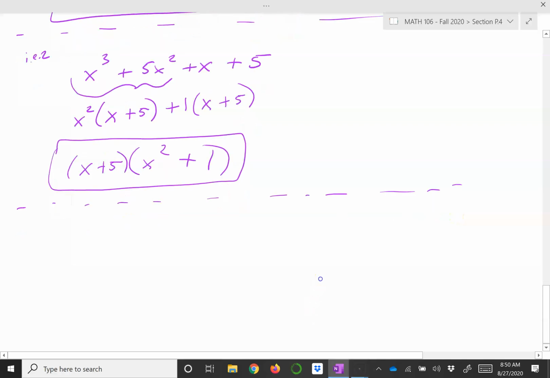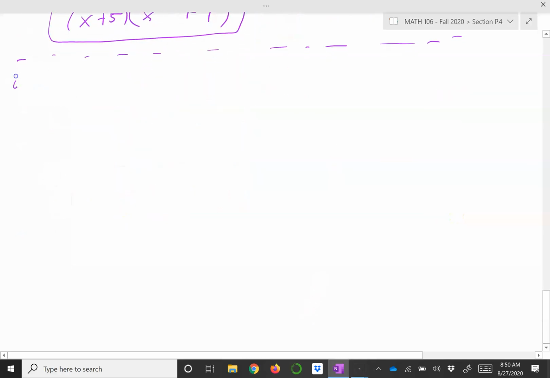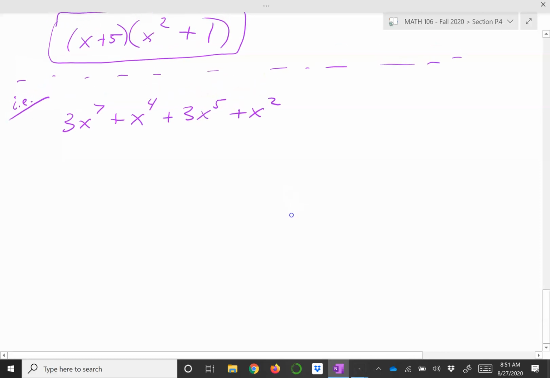All right, I'm just going to give you another example of factor by grouping. And then we're actually going to see that we're going to use it in other problems. All right, so here it is. It's kind of long, and we have large degrees here. So 3x to the 7th plus x to the 4th plus 3x to the 5th plus x squared. Okay. Again, what's the GCF of that?